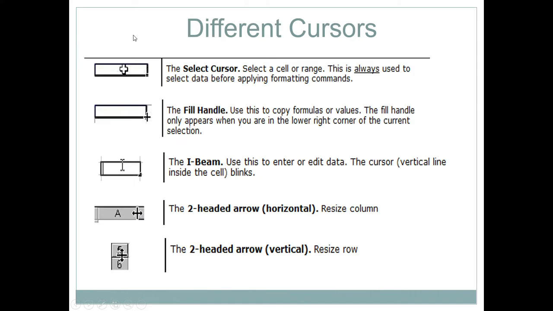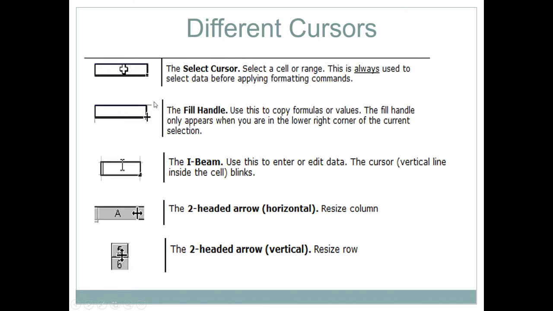Now in Excel, we have a number of different cursors, and these are also good to know, because they're going to give you a hint as to what comes next. The one you're going to see the most often is the select cursor, the big white plus sign. This is what you use to select a cell or a range of cells, which just means multiple cells. When we're highlighting a cell, we're going to see that select cursor. You'll see it when you're pointing at a cell.